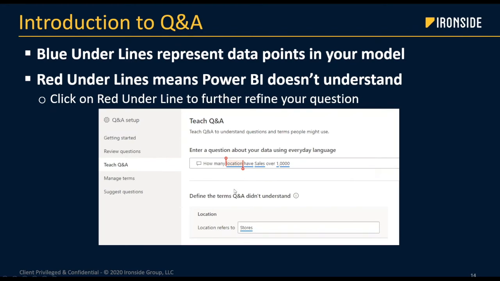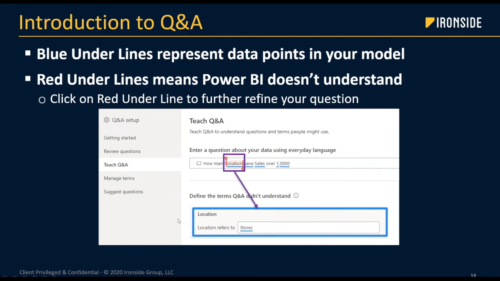Define location. In this case, when you click on it, it brings you into the teaching Q&A box, and it says, okay, here's what we found. We found a problem. Then it comes down here, and you can say, okay, location really refers to stores in this case, right? If you teach it, somebody else comes along, types the same word, and they're going to automatically get stores. It's going to learn from previous users.